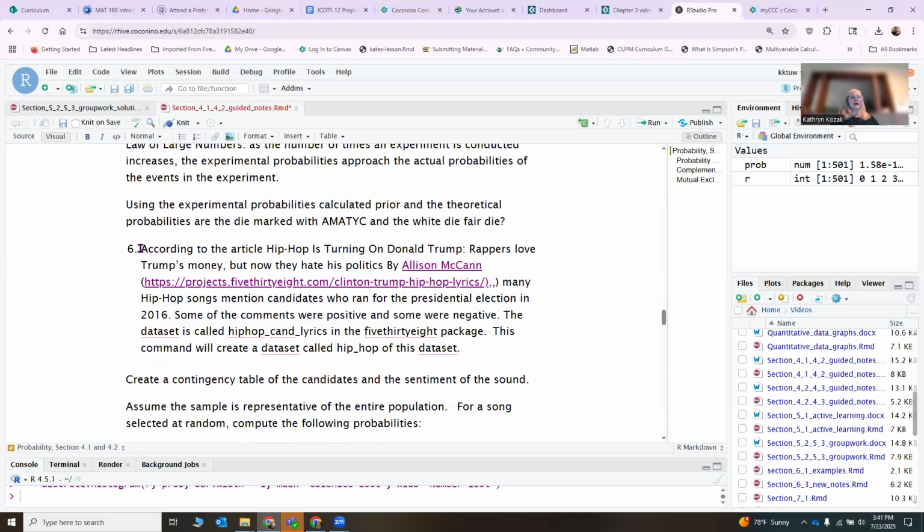All right, so now another example is according to the article, hip hop is turning on Donald Trump. Rappers love Trump's money, but now they hate his politics. Many hip hop songs mention candidates who ran for presidential elections in their hip hop songs in 2016. Some of the comments were positive and some were negative. The dataset is called hip hop. It's in what's called the 538 package.